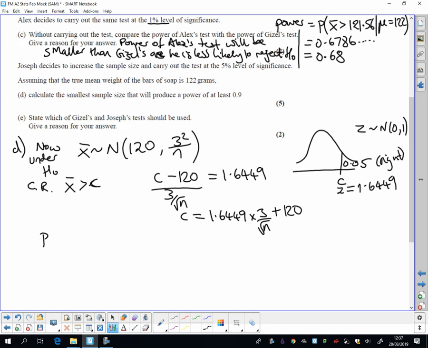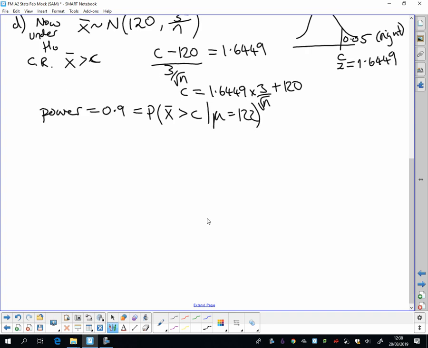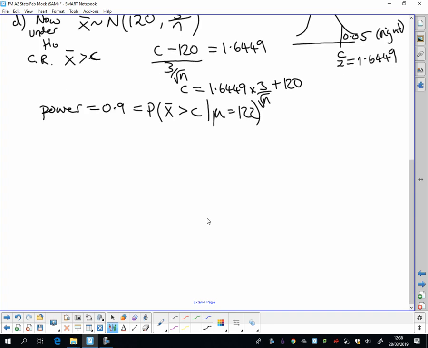Now, our power, which we want to be 0.9 or better, is the probability we correctly reject H0. So that's the probability of being in the critical region, given that the mean is 122. And we're now going to do all this standardizing again, but with our new mean. So what do we want now? Well, now we want, when the mean is 122, to have a probability of 0.9 that we get a value greater than c.